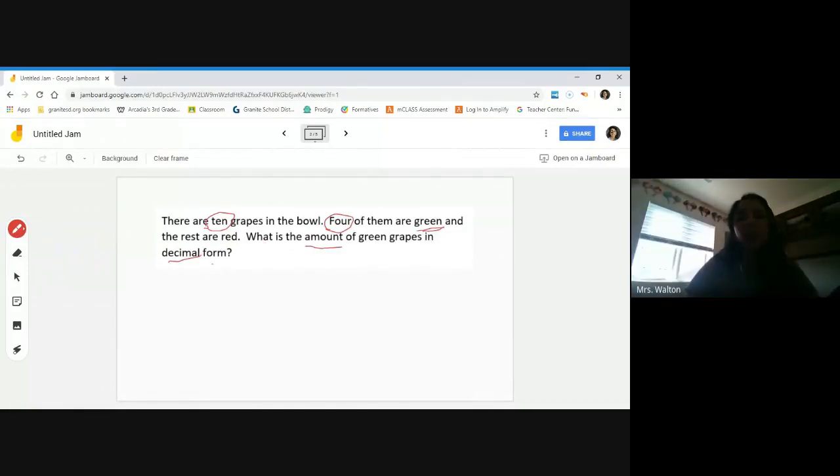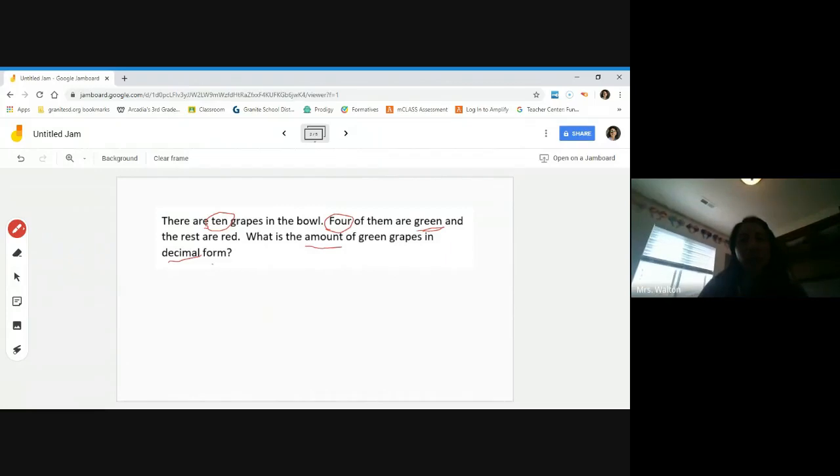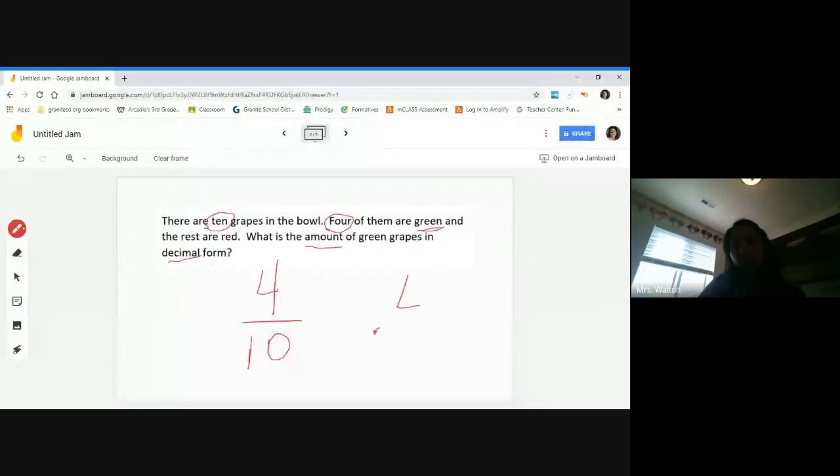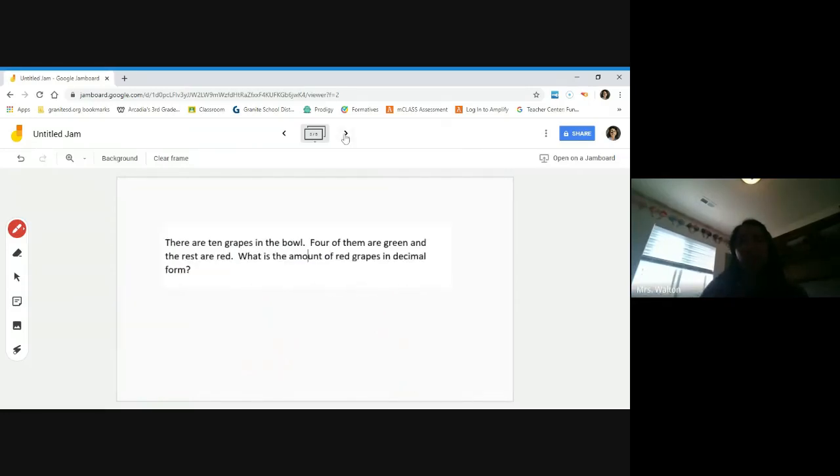So those are my keywords. So I know I have 10 grapes in a bowl and 4 of them are green. So I think about that. 4 out of 10 of them are green. And you know that 4/10 is written as 0.4, decimal point 4. You could write it that way, or you could do the 0 like we've been practicing. Either way is right, but 4/10 written like this is our answer for that problem.